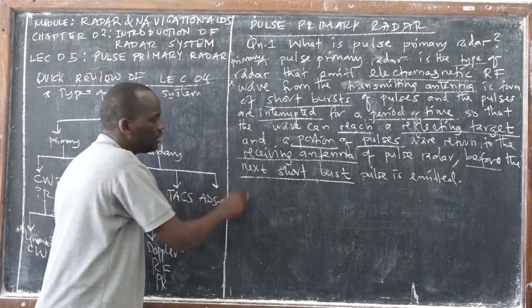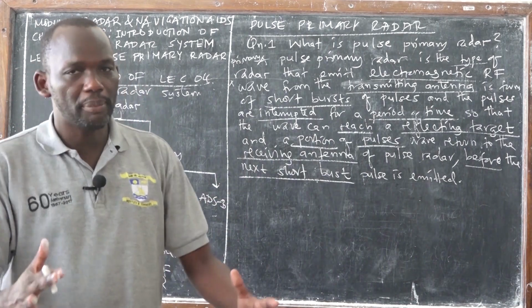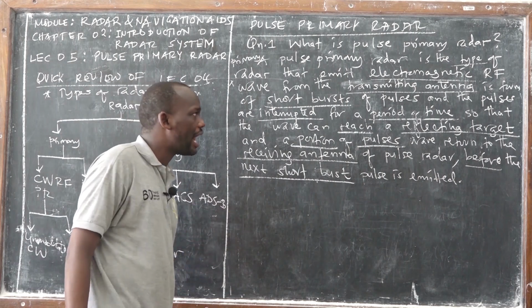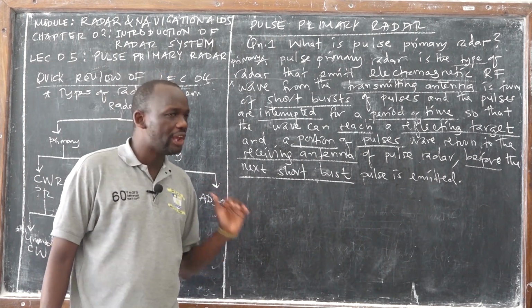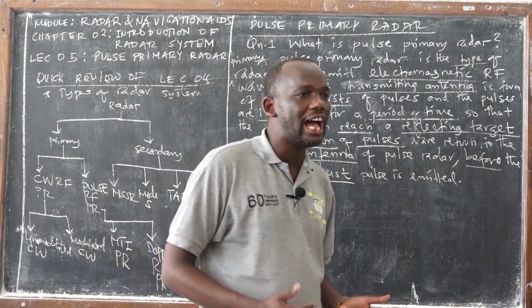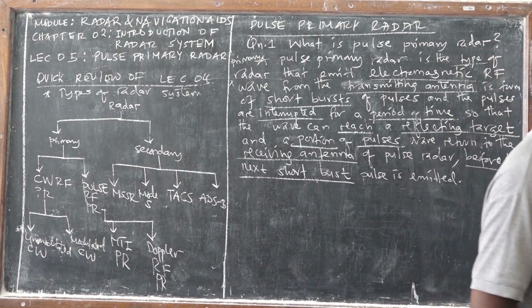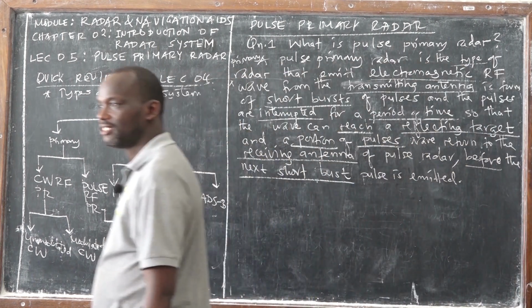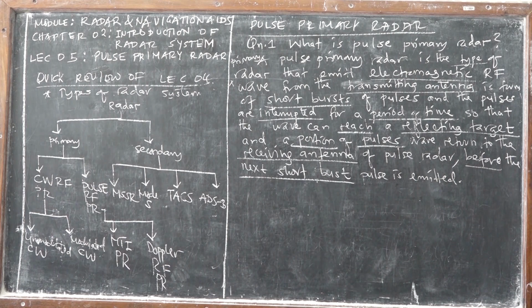short burst is emitted. So simply, a pulse primary radar is the type of primary radar where the electromagnetic waves emitted by the transmitting antenna carry the information signal in form of pulses. In form of what? In form of pulses. So these pulses are just like a short burst.